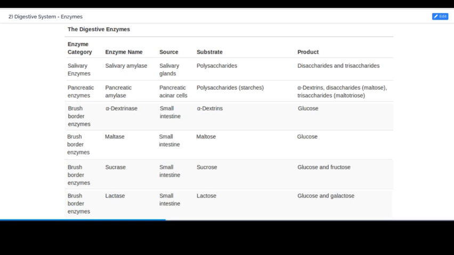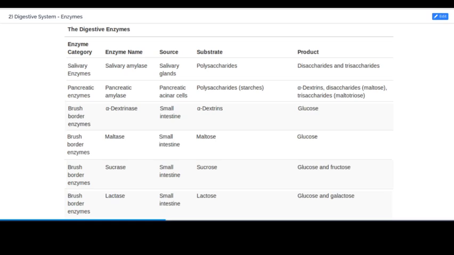Then the other enzymes that are listed here are all brush border enzymes, which means that they're present in the small intestine and they break down the small polysaccharides, the disaccharides and trisaccharides, into monosaccharides. I want to concentrate on the three at the bottom, maltase, sucrase, and lactase. They're each named for the particular disaccharide that they're responsible for breaking down. Maltase breaks down maltose, which is a disaccharide of glucose. So the product is going to be two glucose molecules.